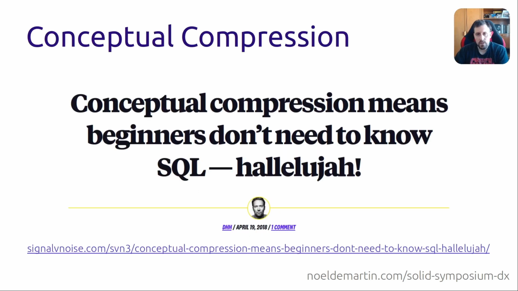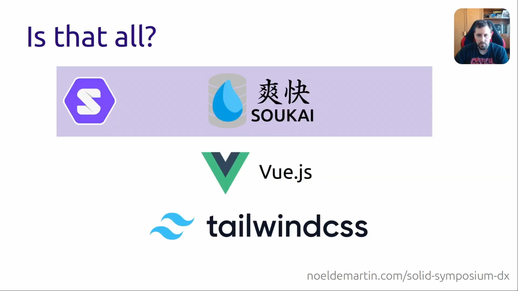Also, there is this concept called conceptual compression, and I suggest that you read this blog post by DHH, who is the creator of Ruby on Rails, that also uses Active Record. In this blog post, he talks about how using conceptual compression, it's possible for beginners to get started making applications without knowing the specifics of SQL. And for our case, I would say the same, and we can get beginners started without knowing RDF. So this is one goal that I think it's good to have in mind.